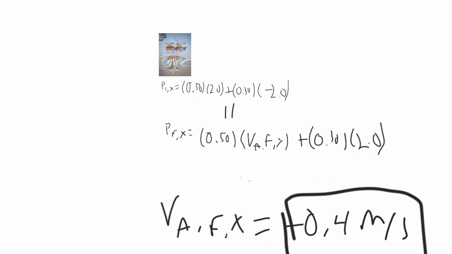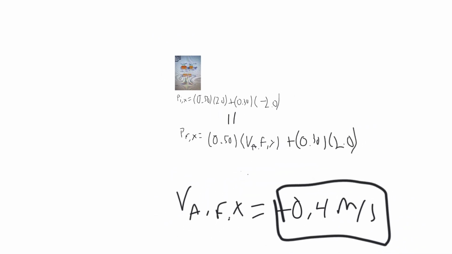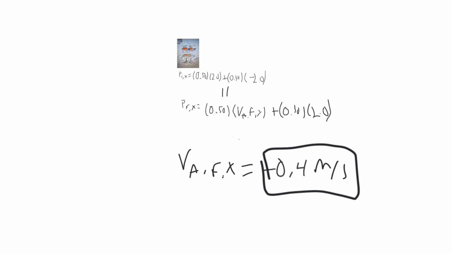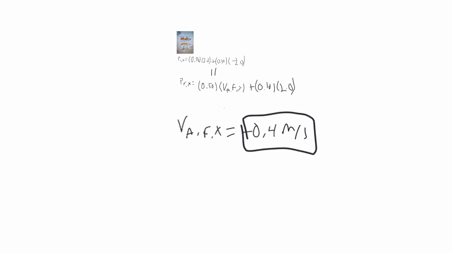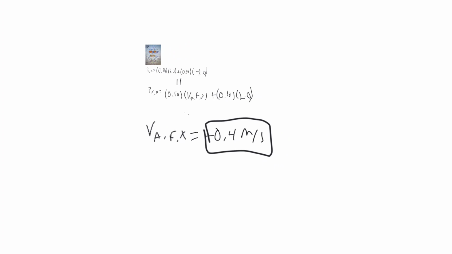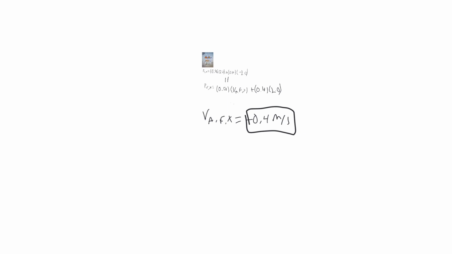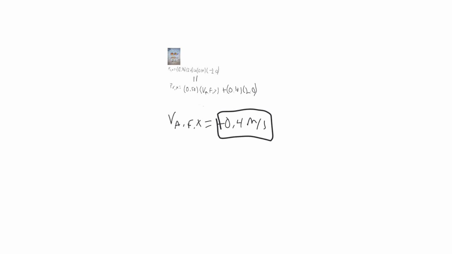And now what do we do? Since they're both equal to each other, you set them equal to each other, and then you solve for the final velocity of A. And once you do that, you should get negative 0.4 meters per second. And that's pretty much it. That's the conservation of momentum for you.